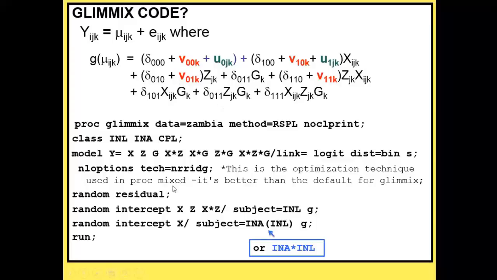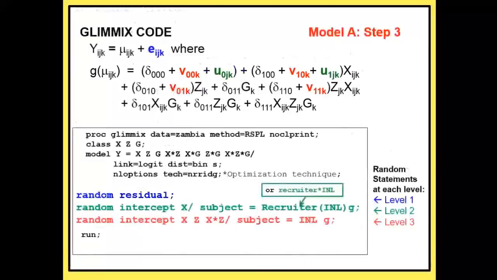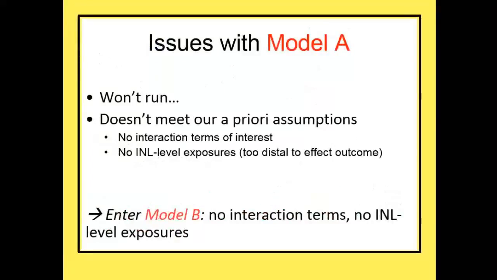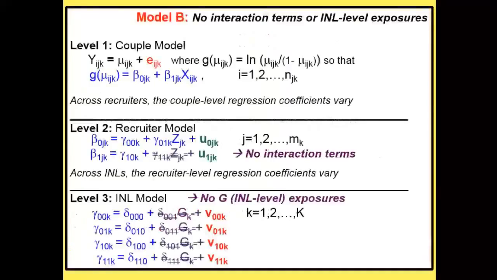That's sort of how you do multi-level. But now the next question is you run the model. Okay, I ran the model. Let's see what happens. I'm just illustrating it again, but it's model A. Won't run. Model doesn't run. Doesn't meet our a priori assumptions. No interaction terms of interest. No INL level exposures. Too distal to affect the outcome. So basically, Kristen said, this won't work. I got to improvise. Got to do another model. That's what you're going to have to deal with for your project. You might have to deal with that, whether you're doing multi-level or not.